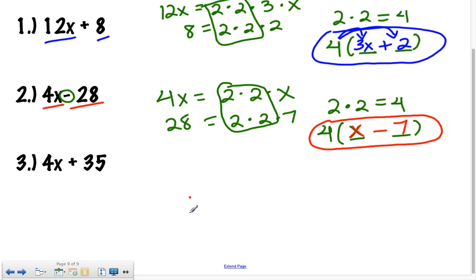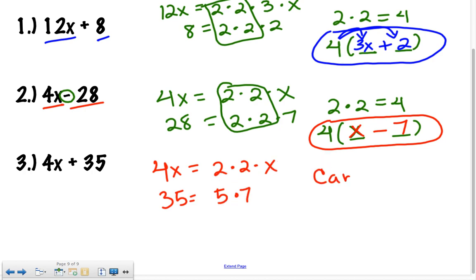All right, now looking at number 3, I'm going to do the same thing. What multiplies to be 4x? Well, that's 2 times x. What multiplies to be 35? 5 times 7. And those are all prime numbers. Now, there are no matches between 4x and 35. So nothing occurs in either one of them. So because of that, your answer is going to be cannot be factored. And your answer is going to be exactly what the problem started out with, 4x plus 35.